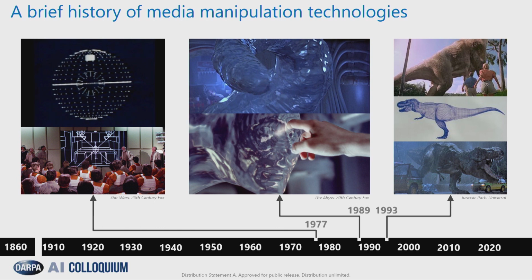12 years later, The Abyss used a much more sophisticated graphics technique to generate a water pseudopod. There were 75 seconds of this special effect in the film, but it took over 8 months' worth of work to produce. And then in 1993, Jurassic Park came out.